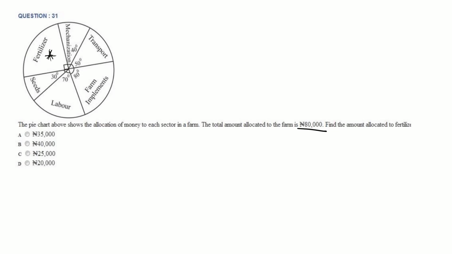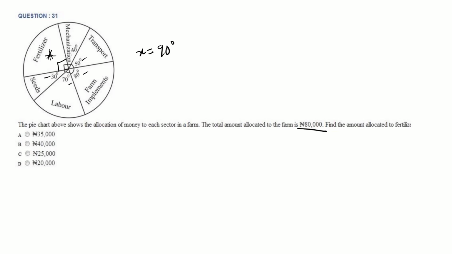One way you can know is to take the angle of the represented part, divide it by the total sum of angles at a point, which is the angle in this circle, 360 degrees, and multiply it with the total amount of money allocated. Here, by just looking, we can see that fertilizer is 90 degrees because we have the sign of a right angle here. If you want to confirm that, you can simply subtract the addition of 40, 50, 80, 70, and 30 from 360. So you're going to have fertilizer equal to 90 degrees.